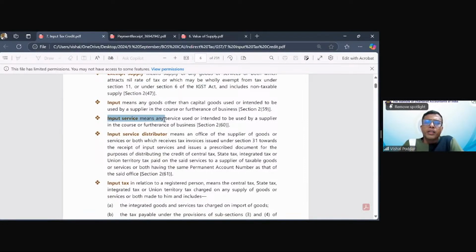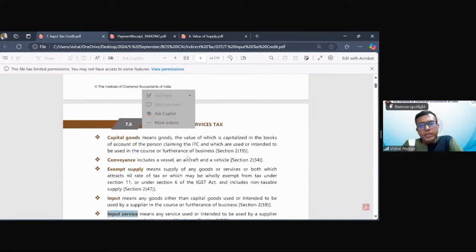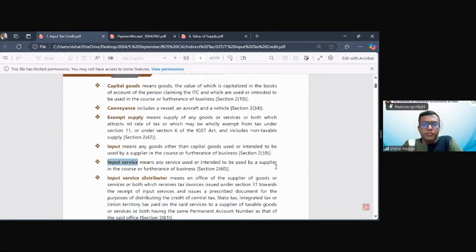What I only mean to say is that there is no concept of capitalized service. So it is eligible. You get credit of everything that is in business. The problem is it will not fall in the definition of capital goods. Not a problem, that is the situation. It is not capital goods. It is input service. Correct?